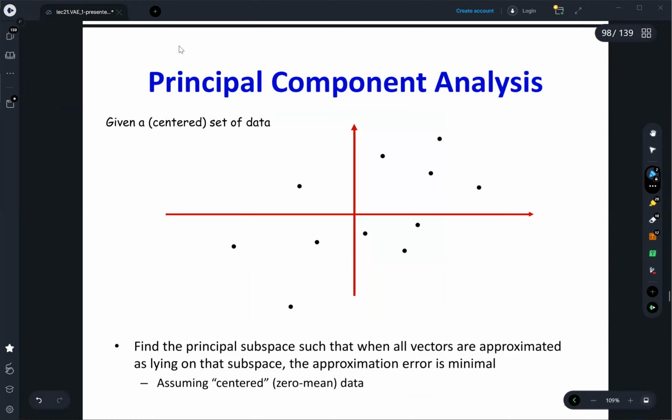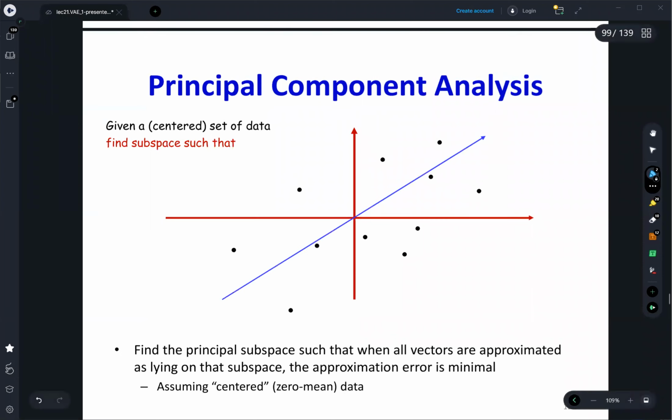How many of you remember principal component analysis? Okay. So I won't wait for everybody to raise your hands. In principal component analysis, we try to find a principal subspace such that when all vectors are approximated as lying on the subspace, the approximation error is minimal.